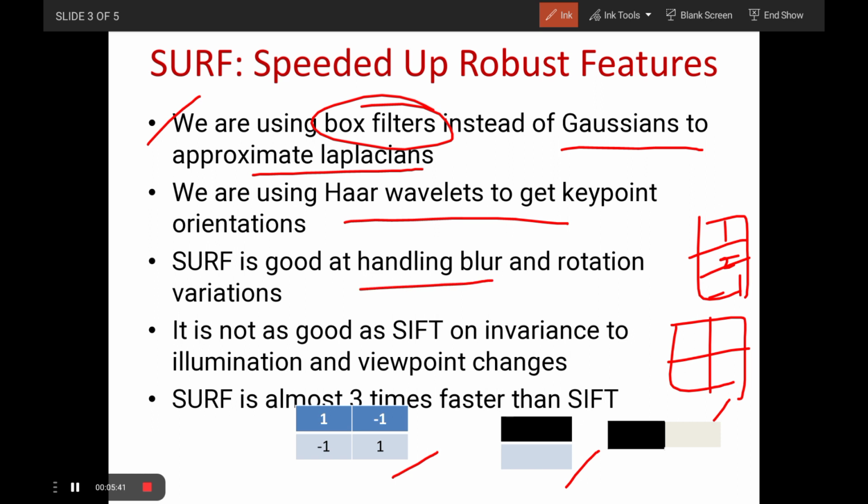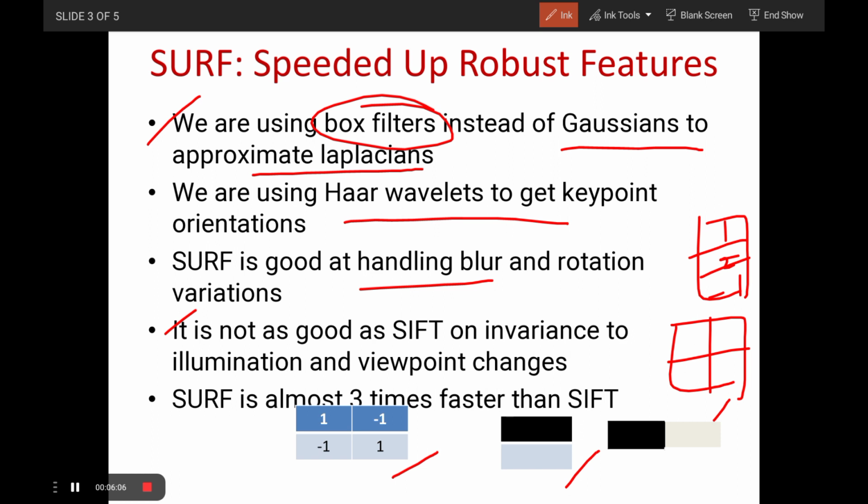That means, is there any noise in the corresponding image? Is there any variation in the corresponding images? We can identify that SURF handles it well. Such kinds of problems can be handled well with the help of a SURF filter. But SIFT is not that good for blurriness as well as rotational variance. SURF, on the other hand, is not as good as SIFT on invariance to illumination and viewpoint changes.